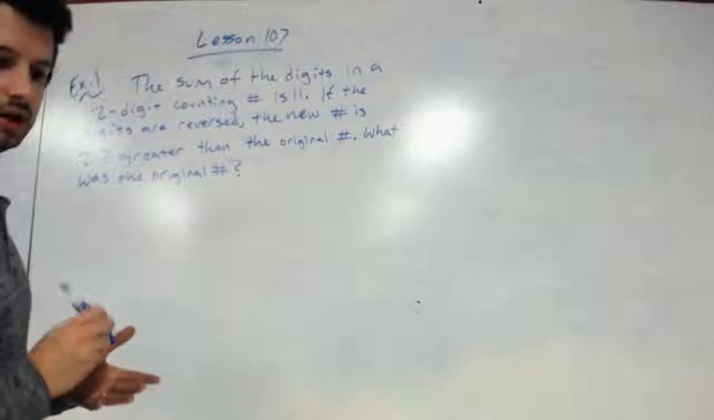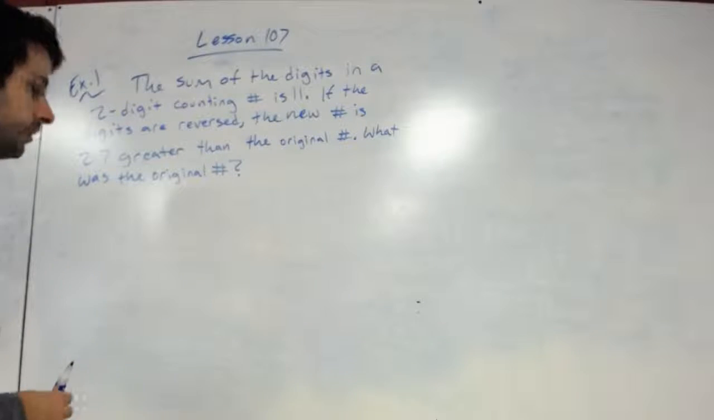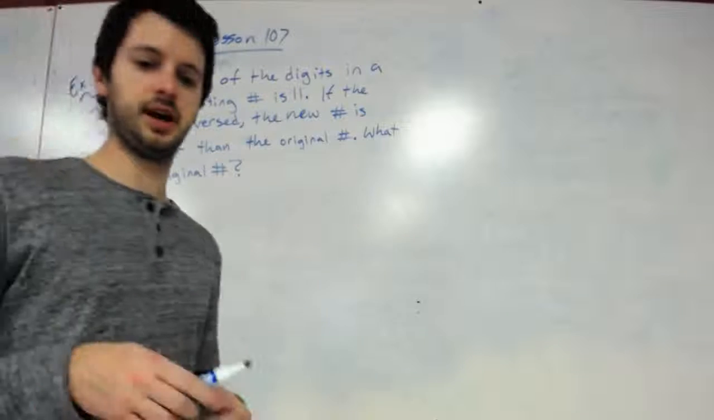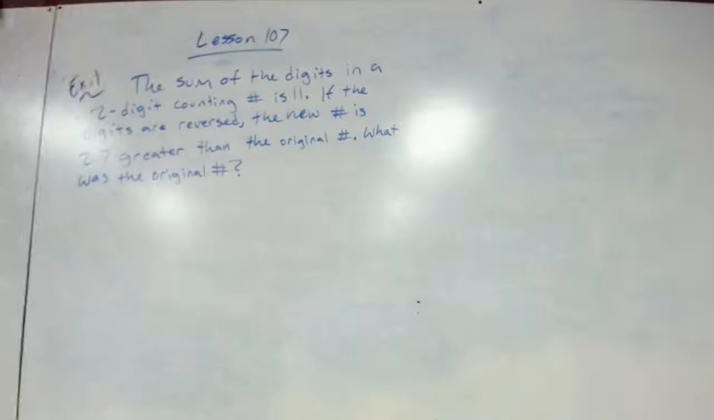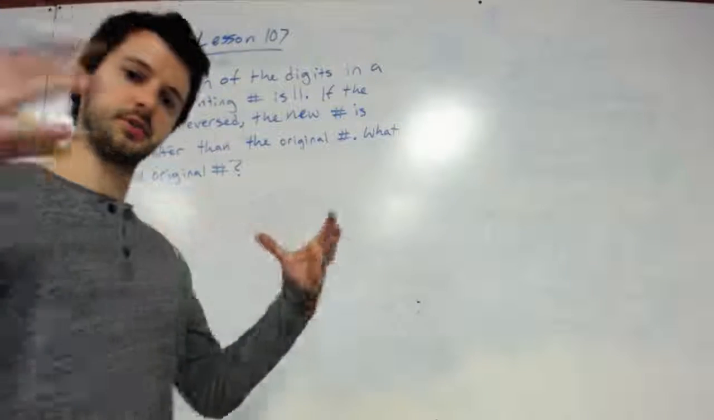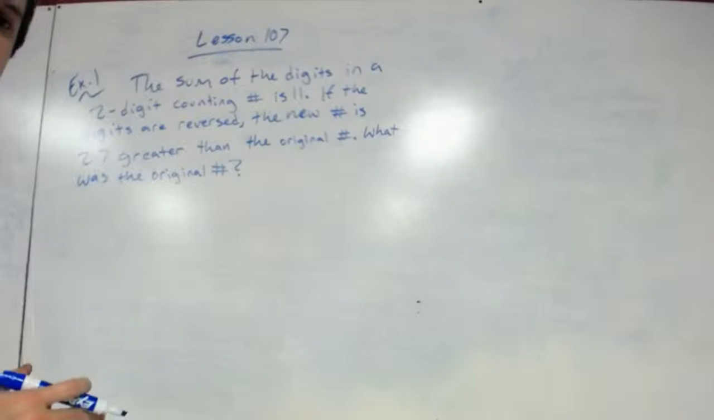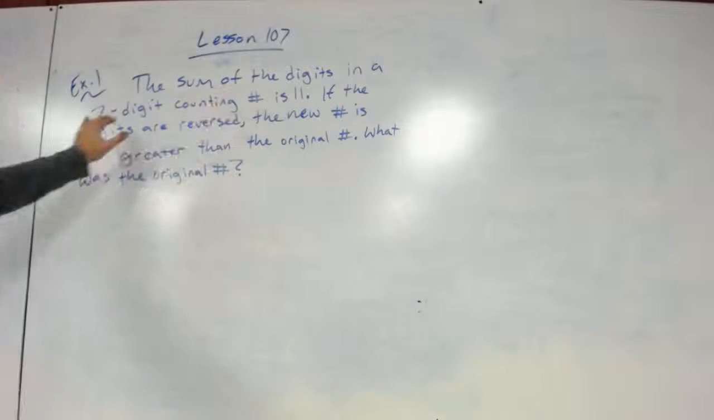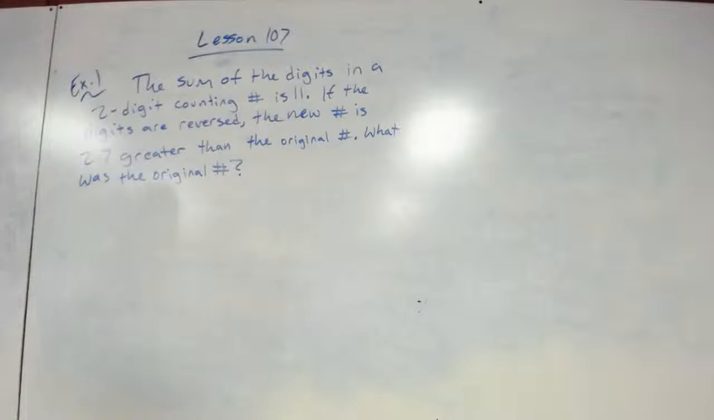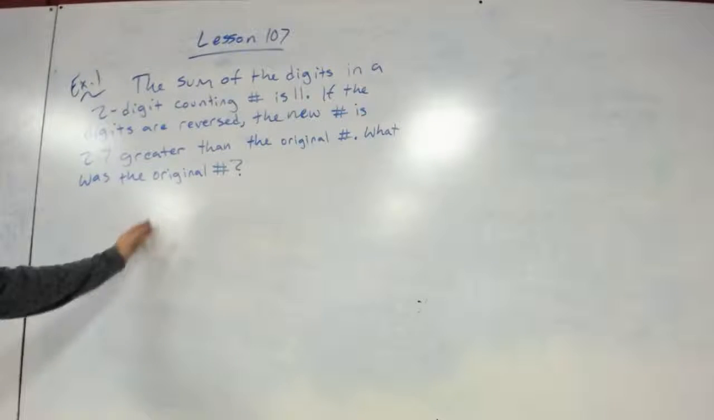We're going to look at number word problems in lesson 107, and these can be kind of complex, but we're going to try to simplify this down a little bit. Let me start with the big picture by reading an example problem. It says the sum of the digits in a two-digit counting number is 11. If the digits are reversed, the new number is 27 greater than the original number. What was the original number?